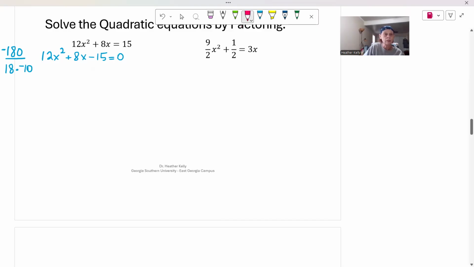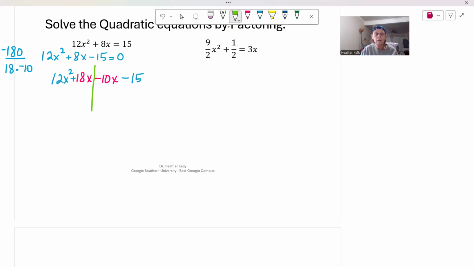So let's rewrite this as 18x minus 10x. And please don't forget to stick your x's in there. That's usually the number one mistake I see students make. And then they kind of get lost in the problem, right? Because you don't know, there's nothing common maybe to pull out.